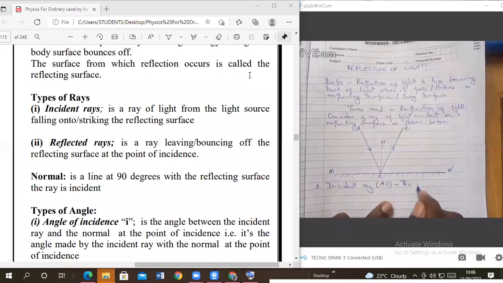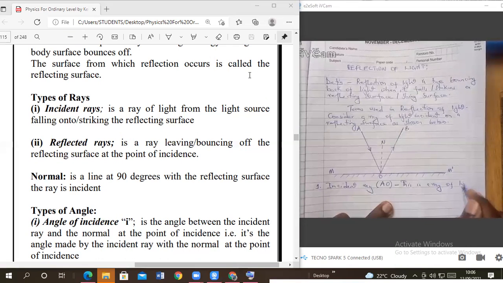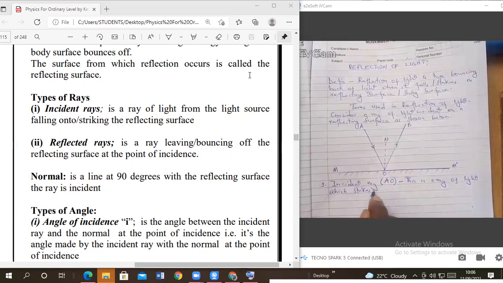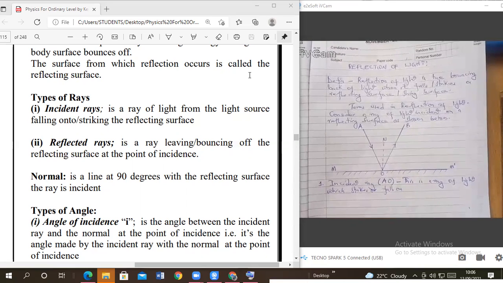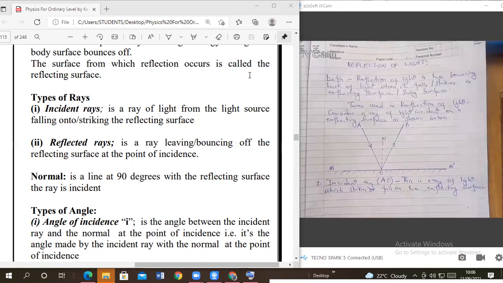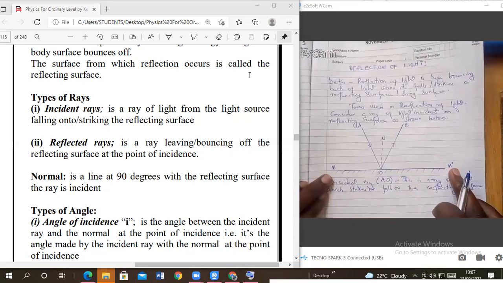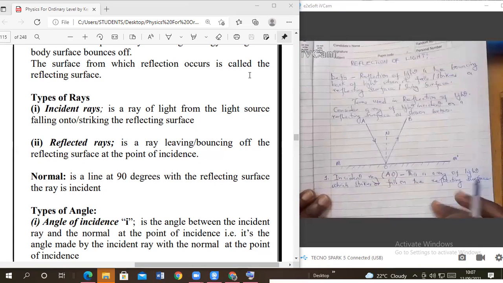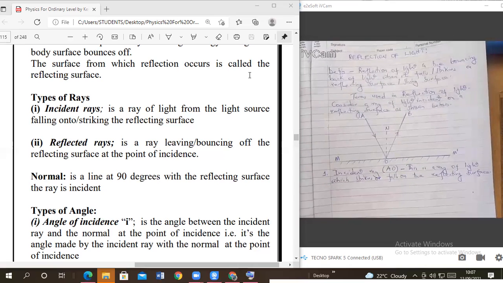This is a ray of light which strikes or falls on the reflecting surface. In this case, our reflecting surface is M prime. So the ray that is directed onto the reflecting surface, that ray is called the incident ray.